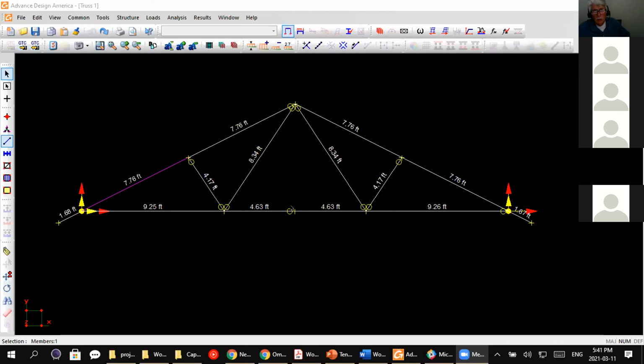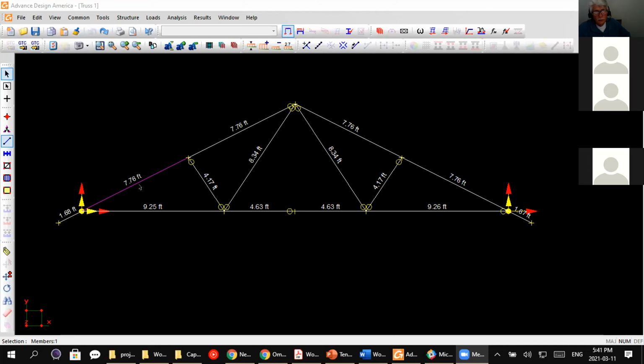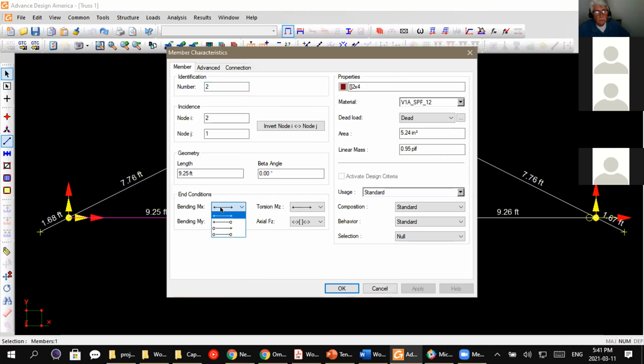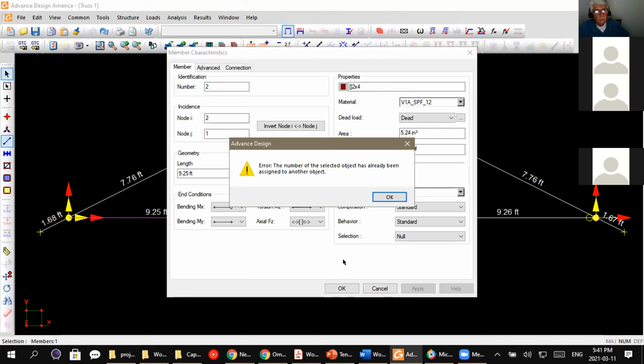Can you see my ADA? I see your ADA. So when I add this on, let's say, on this side, it doesn't allow me. It says here the number of selected objects has already been assigned. I don't understand what that means. The number of the selected object has already been assigned to another object.